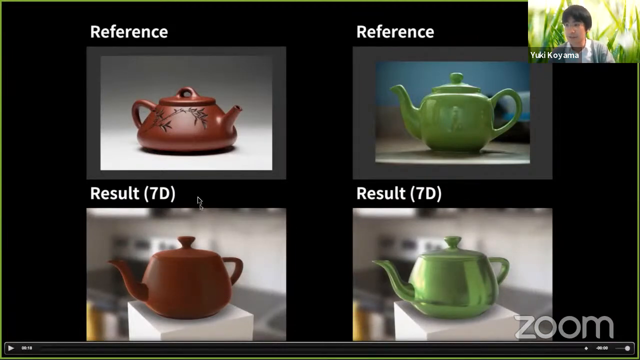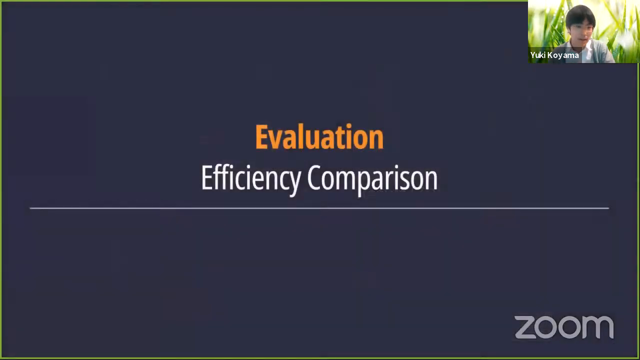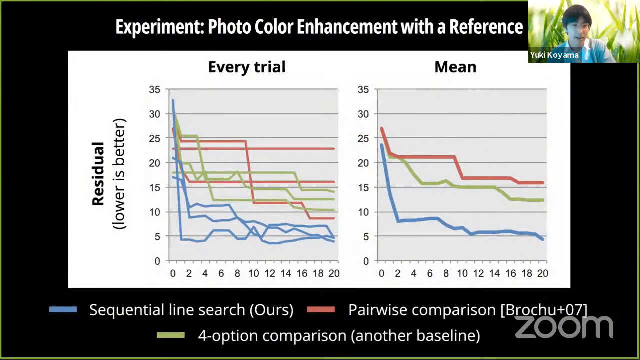So we can use this kind of fuzzy input, fuzzy specification, thanks to the human intelligence. So we evaluated this method by comparing it with baselines. I would omit the details, but the conclusion is that our method was much faster than the other baselines, including the previous work using pairwise comparison.